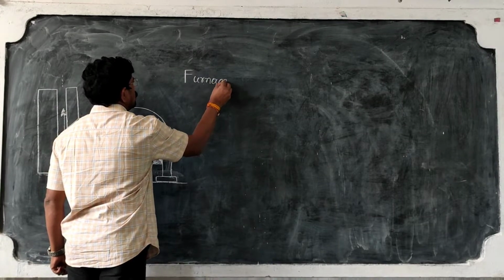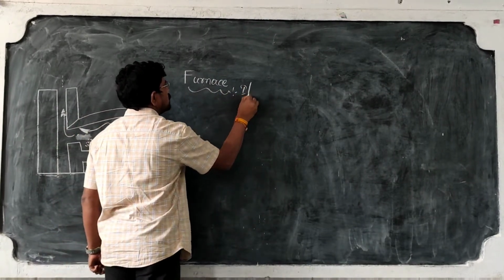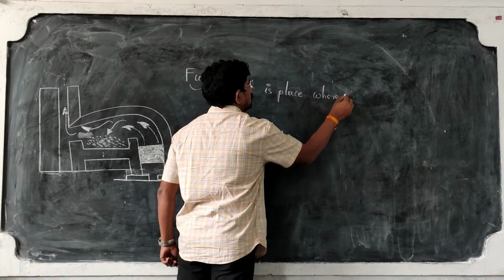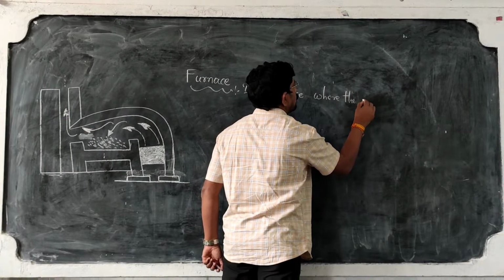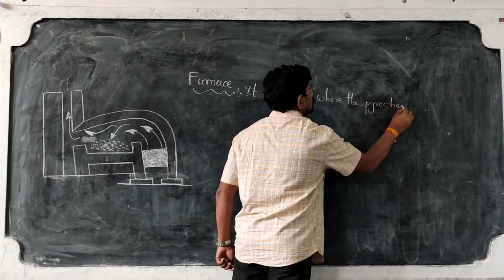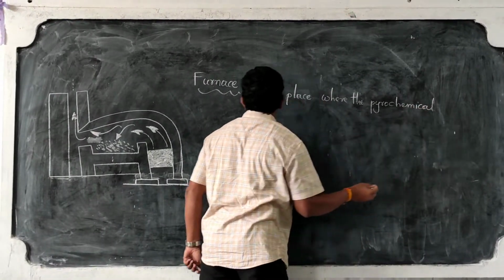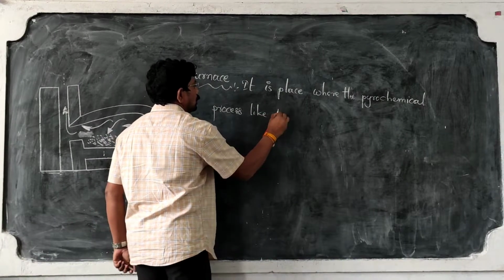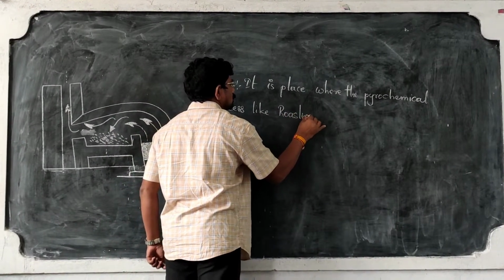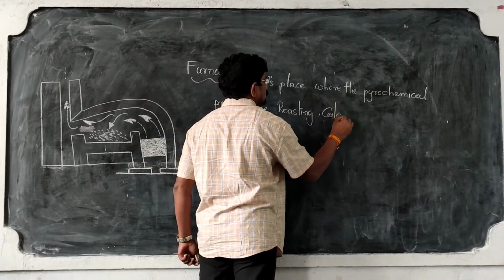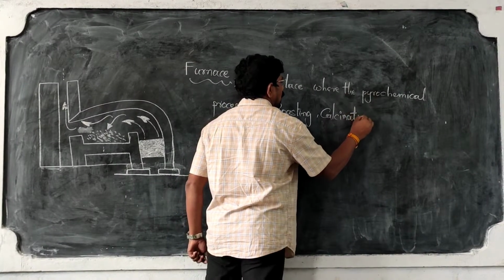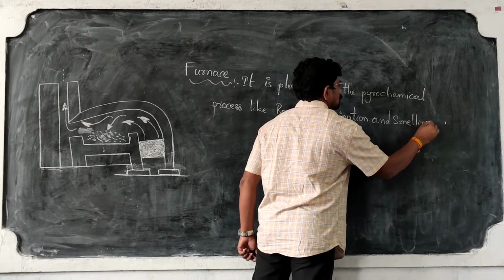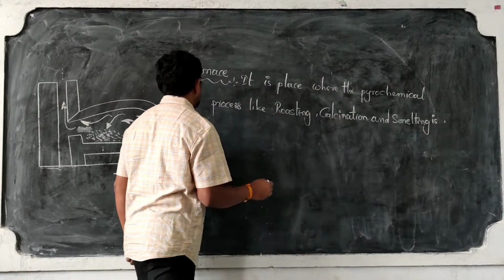Furnace: it is a place where the pyrochemical processes like roasting, calcination, and smelting are carried out.